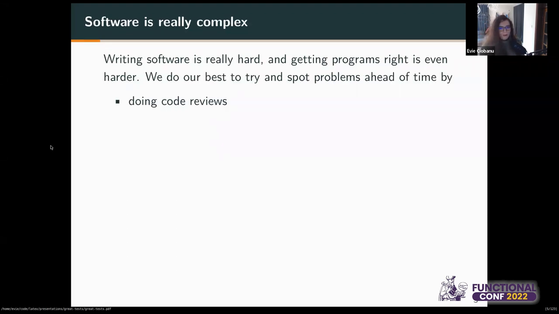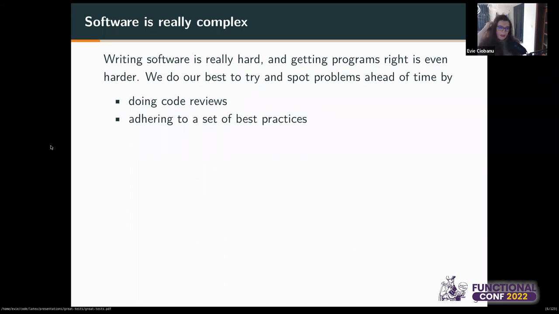And of course, we do our best to not write bugs, right? So we do code reviews, where we have people read code, and that's one way we can avoid adding bugs. And don't get me wrong, this list will not be in order from bad to good or from important to not important. I think all of these go well together, and they each spot a somewhat different class of problems. So I think code reviews are great.